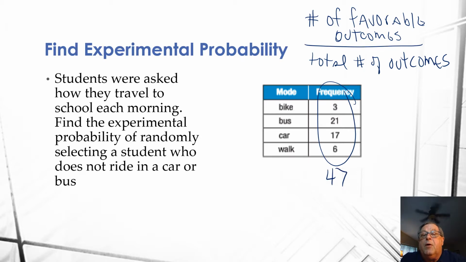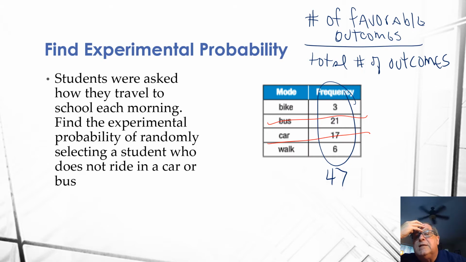Now, of that group, 3 said they rode a bike, 21 said they rode a bus, 17 a car, and 6 walked. It says find the experimental probability of a student who does not ride in a car or a bus. So does not ride in a car or a bus. So we want to exclude that and that. And then that leaves us with just a bike or a walk. And that's 3 rode a bike and 6 walked.